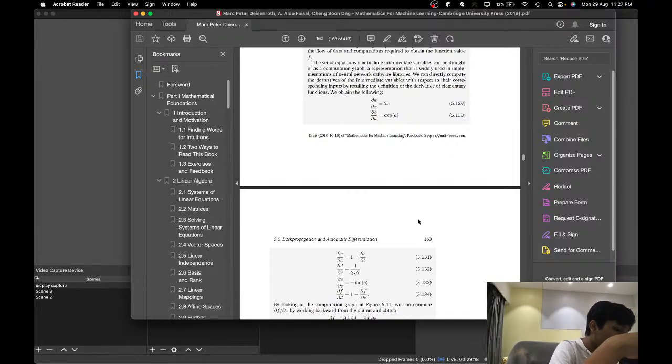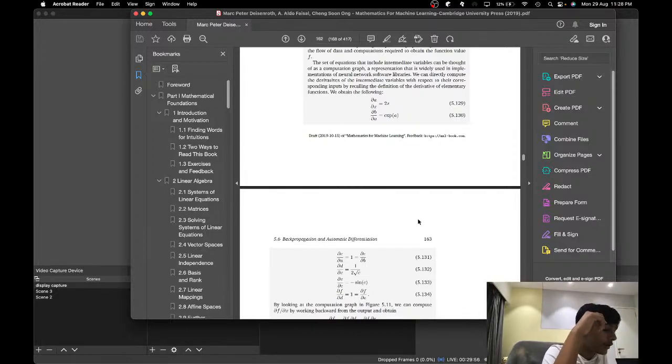Wait, let's look at c. What was c? A plus b. Oh yeah, it will be 1 because b will be 0 and c will be 1. And that will be equal to dc db. del d del c will be 1 over 2 root c, makes sense. del e del c will be negative sine c because it was cos c. Gotcha. And this one will be that.